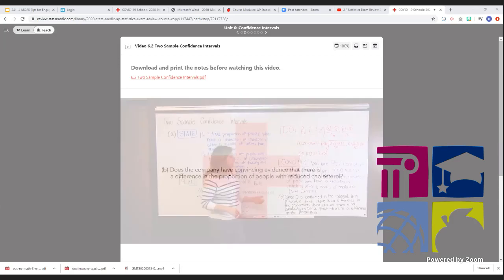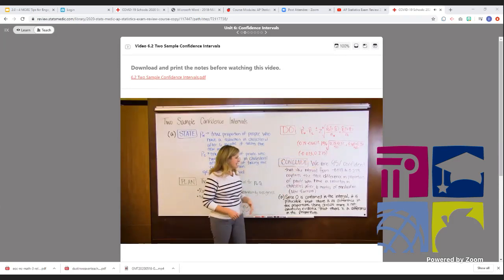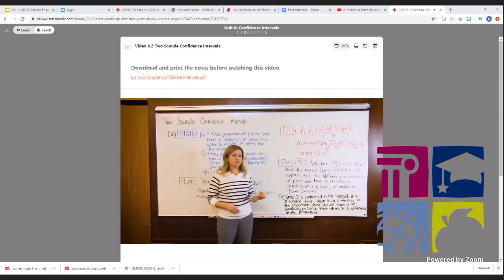So when we calculated our interval, we got a negative value to a positive value, and that tells me that it is plausible that there could be no difference because 0 is contained in the interval. So using an alpha level of 0.05, there is not convincing evidence that there is a difference in proportions.